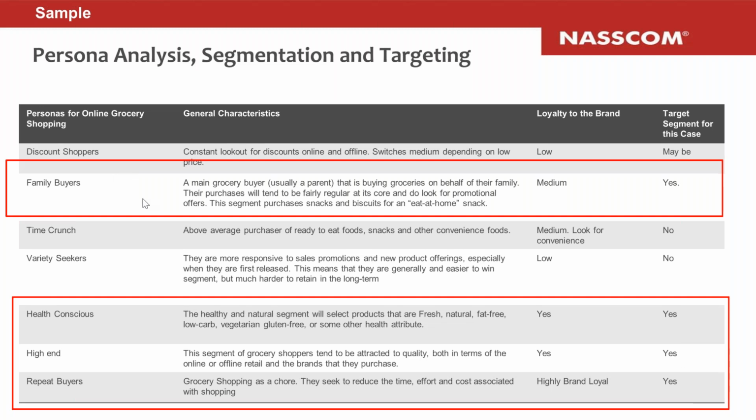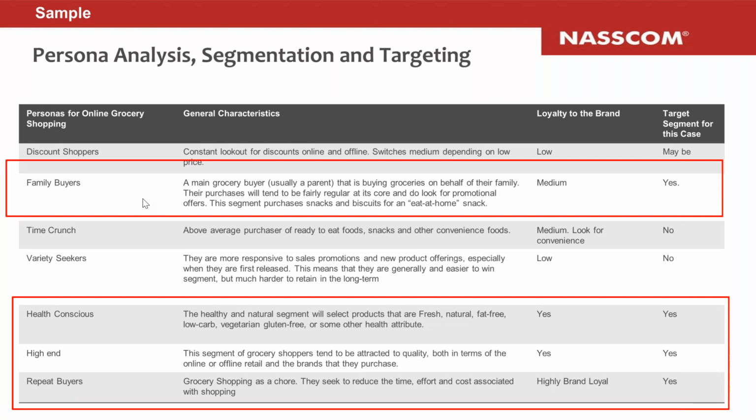The second important one is the family buyers. Now, here the main grocery buyer is usually a parent, who is buying groceries in bulk. Now, these purchases will be fairly regular, and they will definitely look for promotional offers.